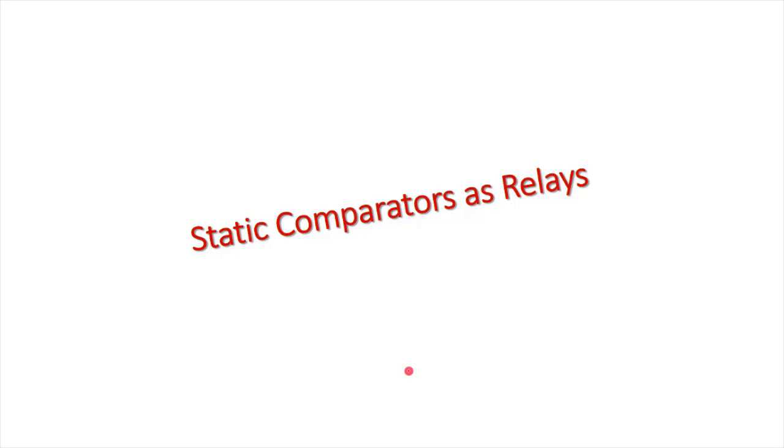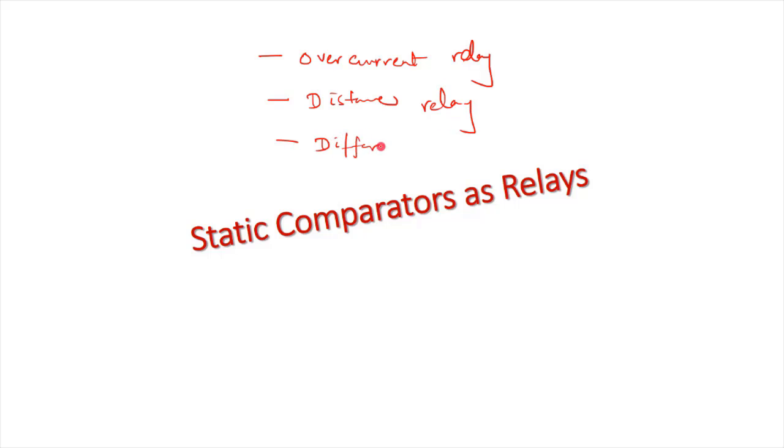static comparators as relays. So first of all we'll see what the static comparators are and how they can be implemented as different types of relays, like whatever relay we have studied till now, like your overcurrent relay, right? We have studied overcurrent relay, then your distance relay, right? Then differential relay. Differential relay is nothing but the extension of the overcurrent relay, because we use the overcurrent relay in the differential relay. So we'll see how these different kinds of relays can be implemented using the static comparators. Okay.